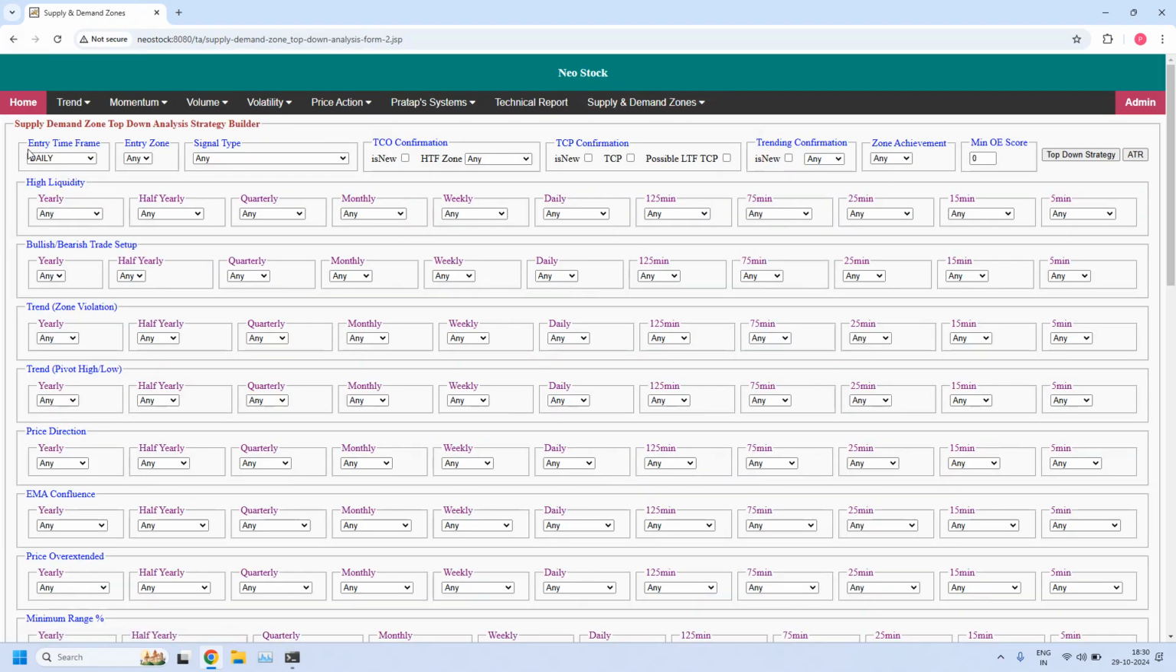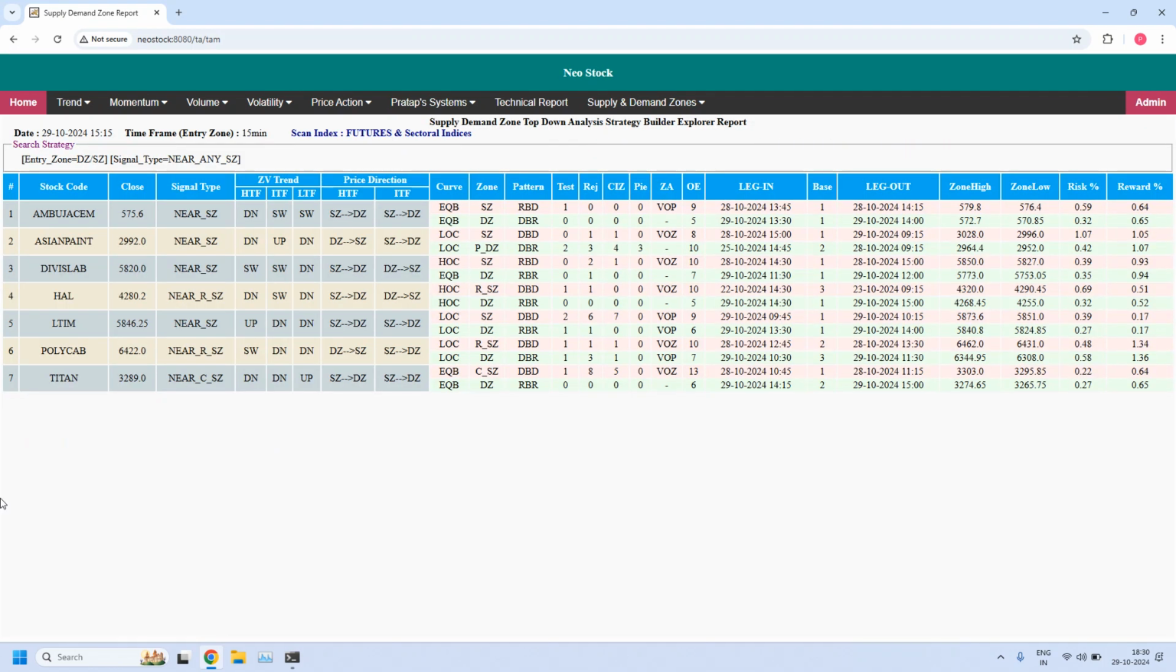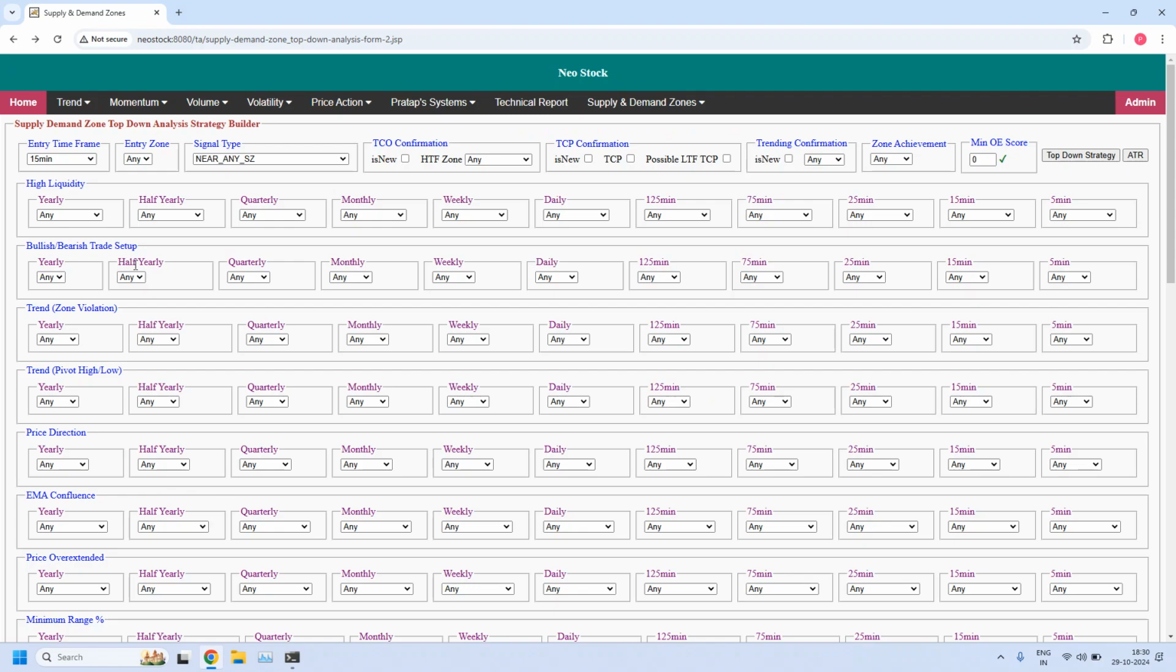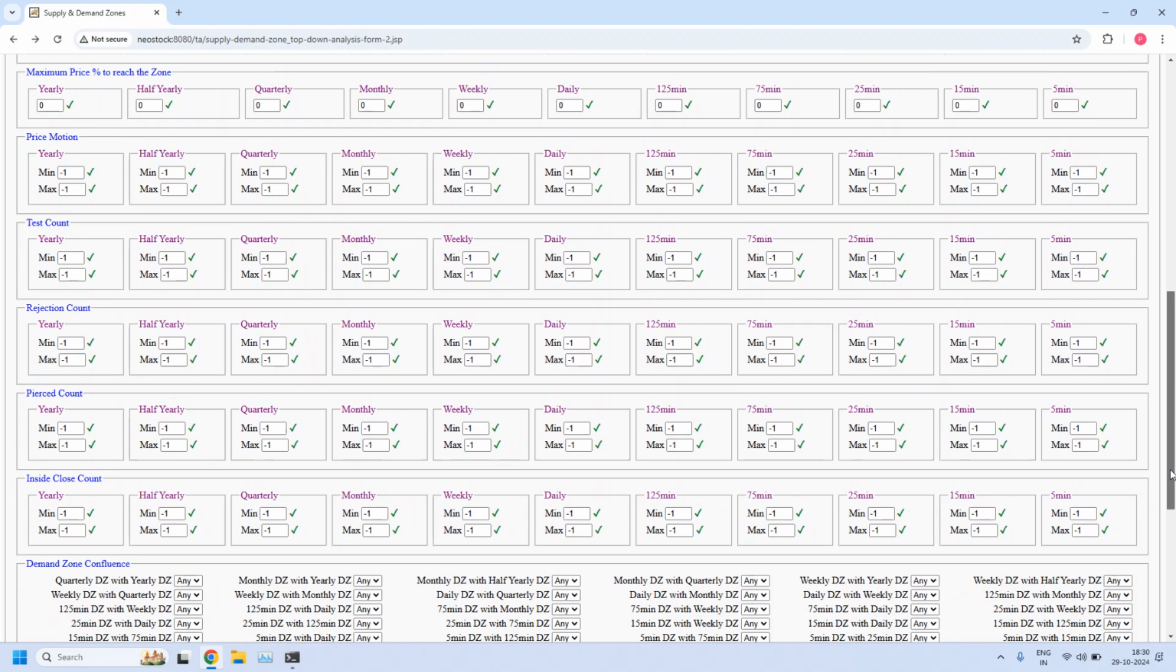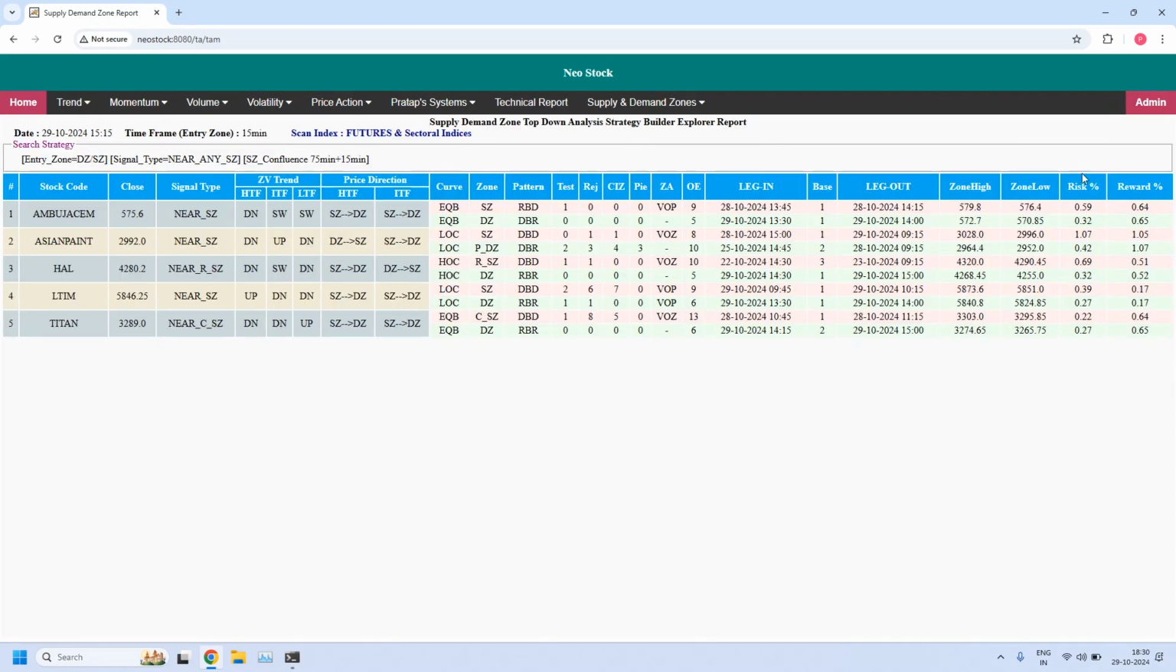Okay, next for the 15 minutes time frame, let us find the stocks near the 15 minutes supply zone. 7 stocks are filtered. So let's verify whether any of the supply zones have an ITF confluence, that is a 15 minute supply zone with 75 minute supply zone confluence. I am enabling that filter. Let's verify. So these 5 stocks are having ITF supply zone confluence. That means the 15 minute supply zone is part of the 75 minute supply zone.